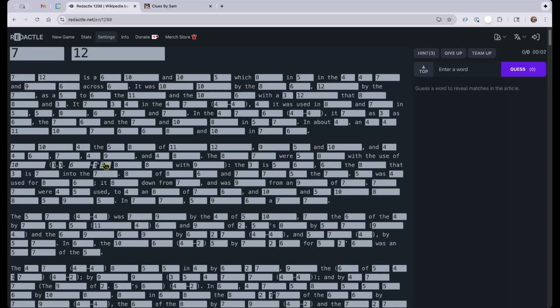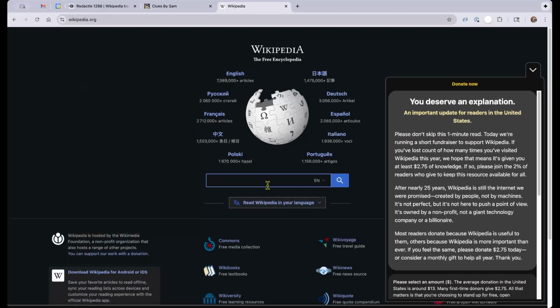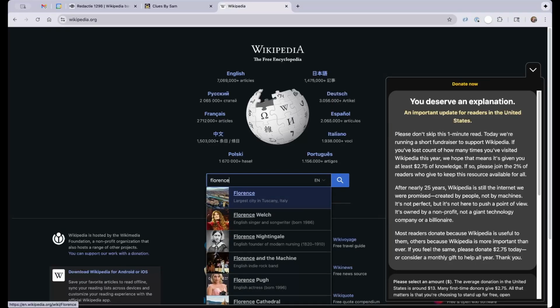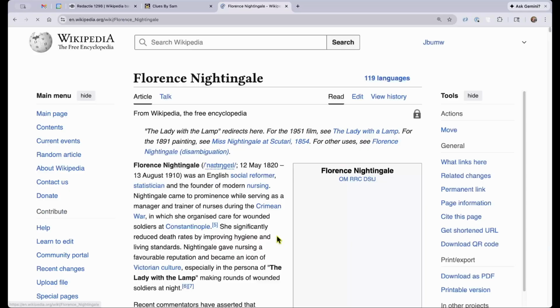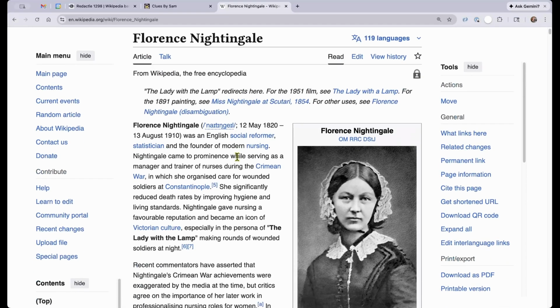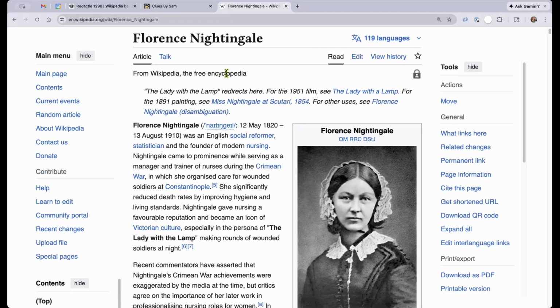At the expense of blowing out my clock, I just wanted to point out that it's helpful to just go to Wikipedia and look at articles for certain kinds of things. If you look up a person, for example, like Florence Nightingale, an historical person, there's going to be a pattern to it. The Redactle game tends to omit this stuff here. And it'll start here.